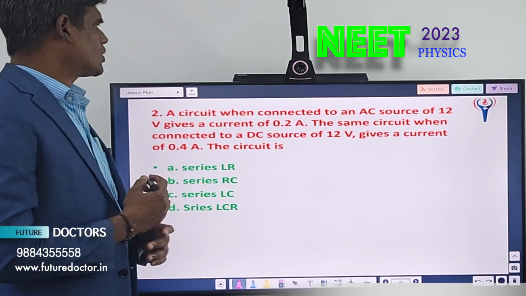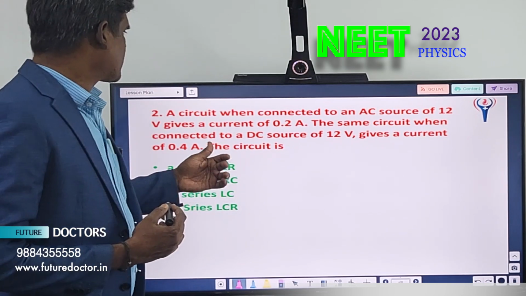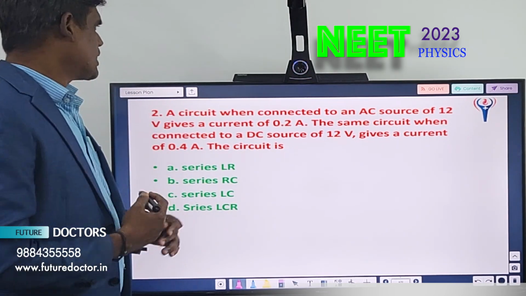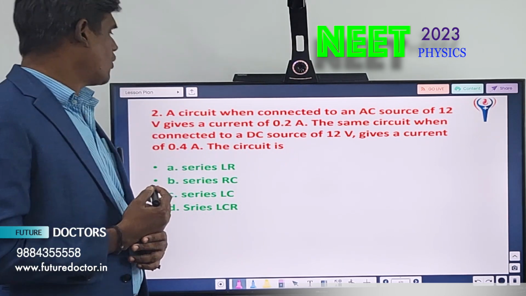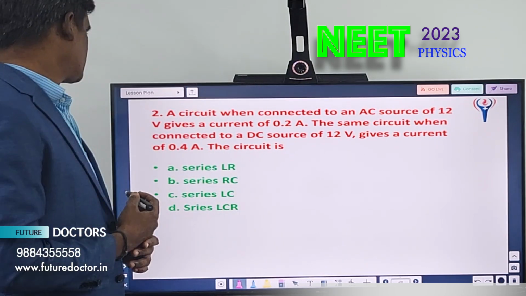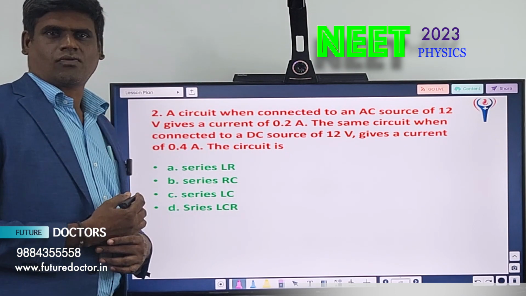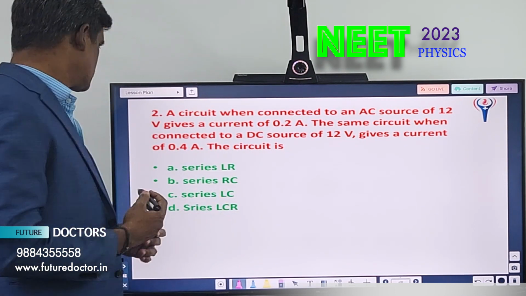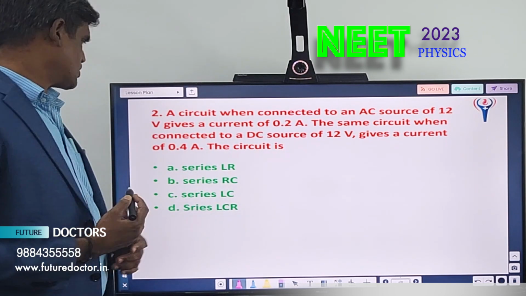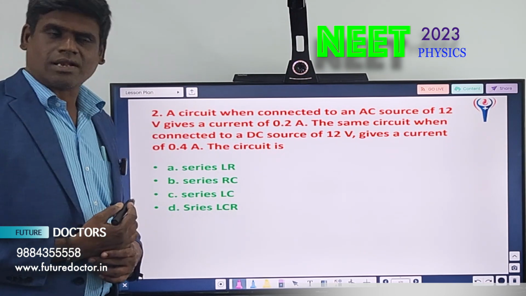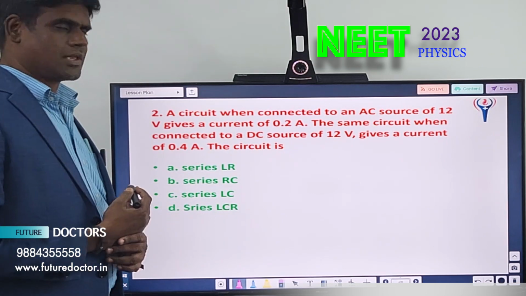A circuit when connected to an AC source of 12 volt gives a current of 0.2 ampere. The same circuit when connected to a DC source of 12 volt gives a current of 0.4 ampere. The circuit is dash. A, series LR. What is LR? Inductance and resistance. Series RC, that is option B. RC is resistance and capacitance. C option, series LC. D option, series LCR.